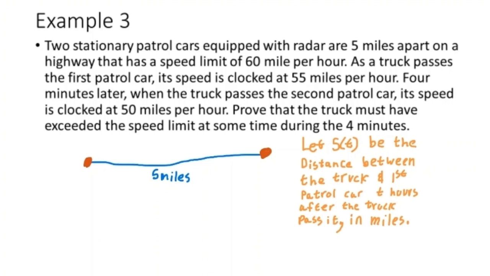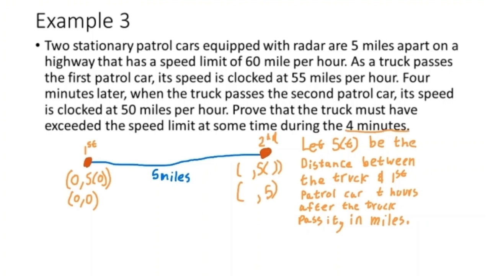So by how we define our function, making our leftmost car the first patrol car, our first patrol car would be position 0, s of 0 equals 0. As for our second patrol car on the far right, when our truck passes it, we know it's going to be 5 miles away. So we know s of something would have to equal 5. But what would be our time t in hours?